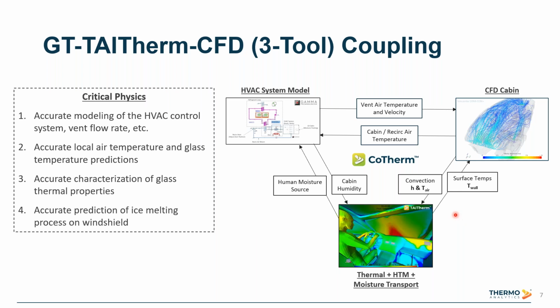So most importantly, for defrost, the thermal model allows ice to be deposited on the windshield. It's characterizing the thermal properties of the windshield, and then it's predicting the melting process. Now, the three-tool coupling workflow has been pretty well validated for the cabin. It's been shown to achieve accuracy within about 2 or 3 degrees. So with this method, we can be sure we're getting accurate local air and glass temperature predictions, and also accurate prediction of the ice melting process.